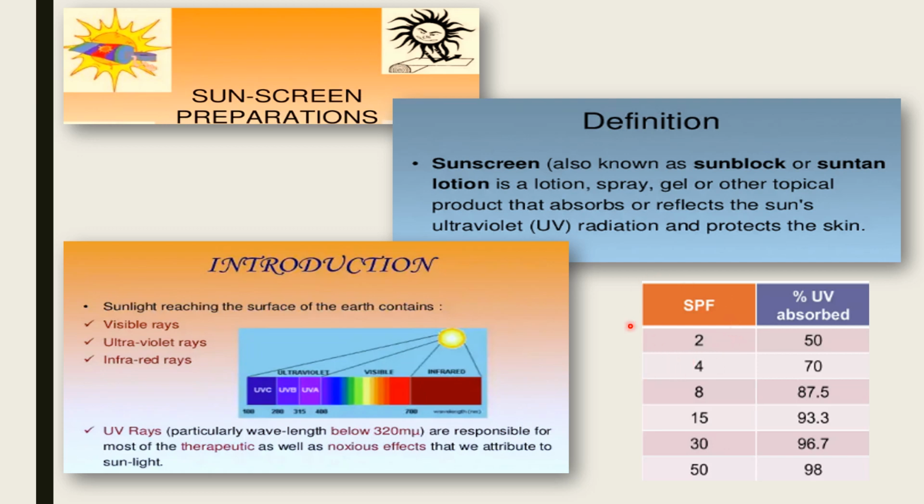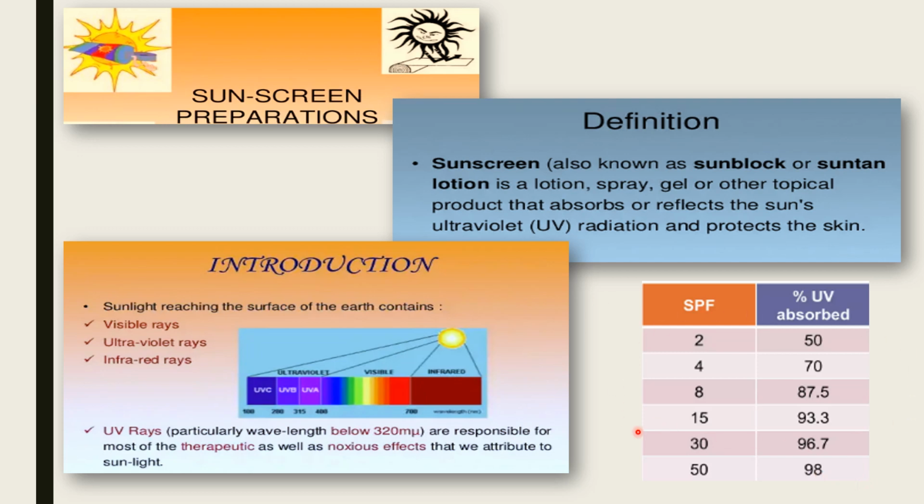If you choose SPF 2 at home, it absorbs just 50% of the UV rays. When you use SPF 4, which is visible on the bottle, stick, or any package you have, it absorbs 75%. When you use SPF 8, 15, 30, and 50, the percentages are 87.5, 93.3, 96.7, and 98 respectively.